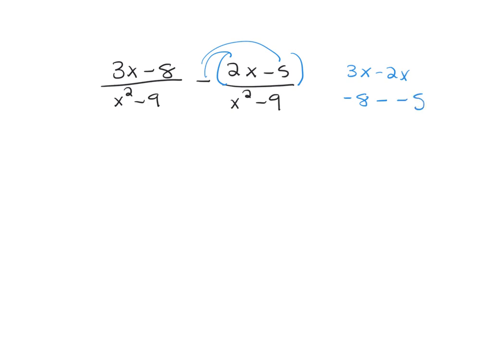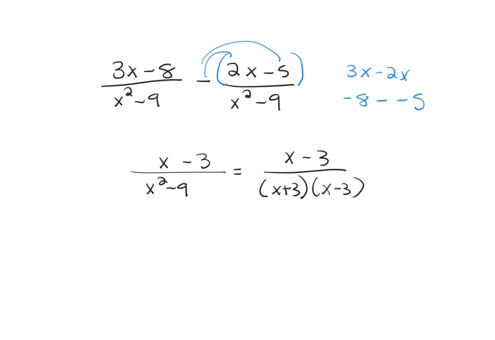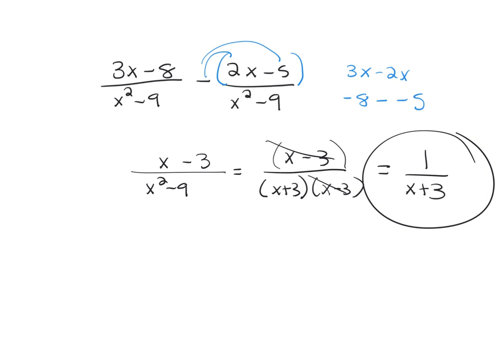I see students make silly mistakes with subtracting all the time. So 3x minus 2x is x, and then -8 minus -5 is a -3, over x squared minus 9. And then just double check, is there anything I can factor? In this case, the denominator can go down to x plus 3, x minus 3. And then these can cancel, so you're left with 1 over x plus 3.